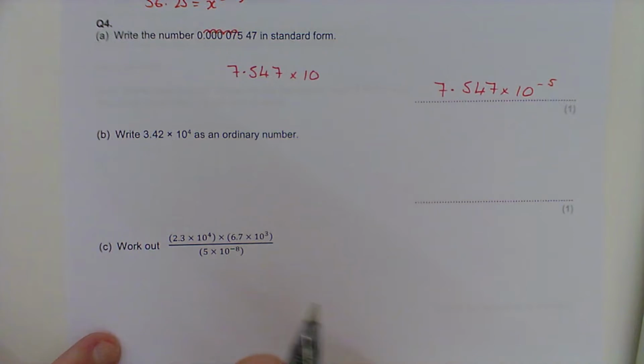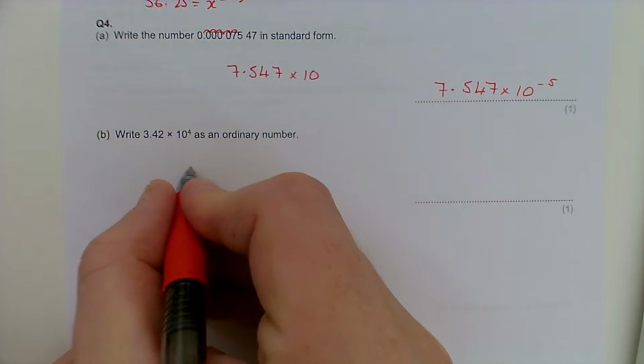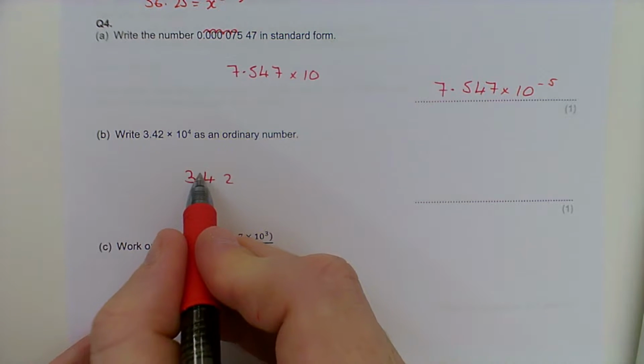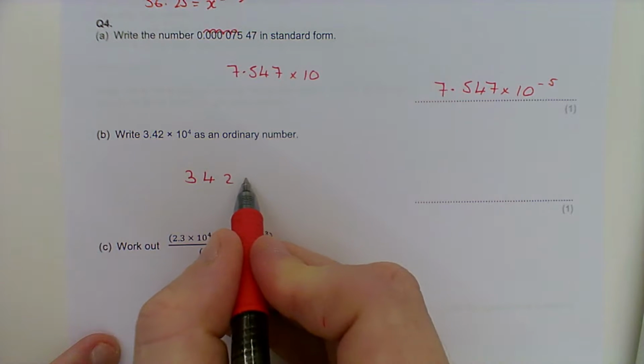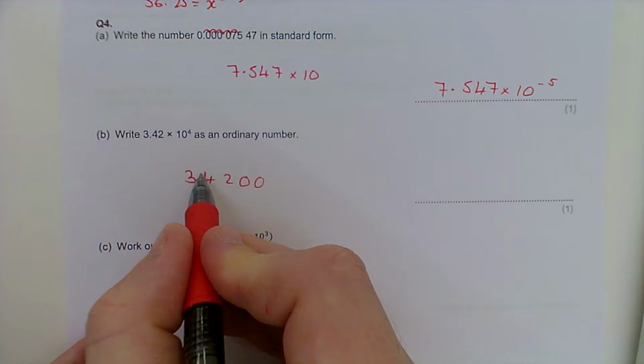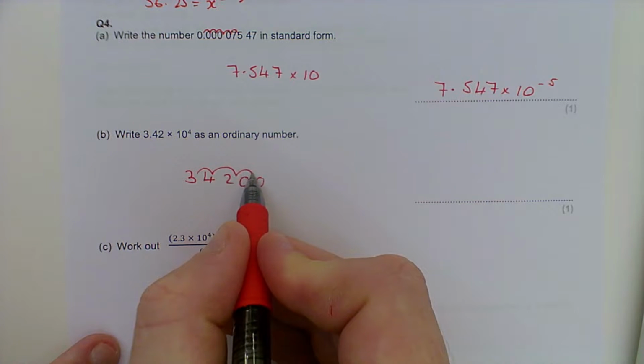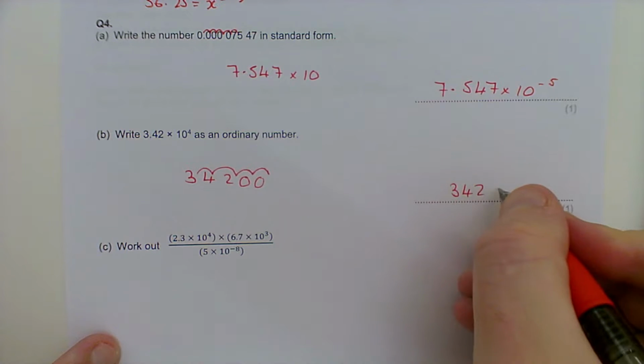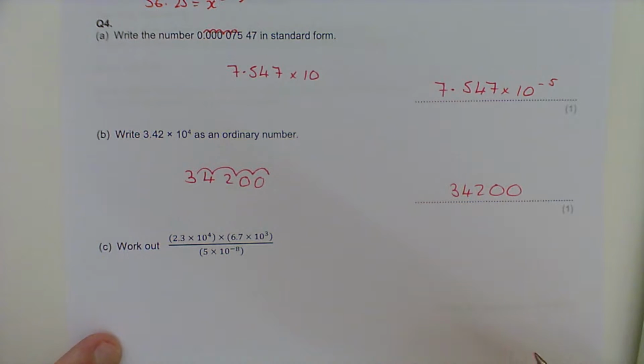To write as an ordinary number, well, let's get rid of the decimal point first. So 3, 4, 2, and it's got to do 4 jumps. So from here, 4 jumps. So 1, 2, 3, 4. So as a normal number, that would be 3, 4, 2, 0, 0.